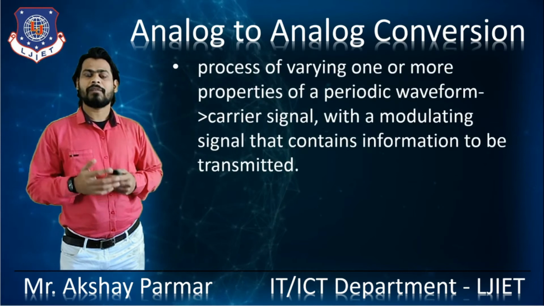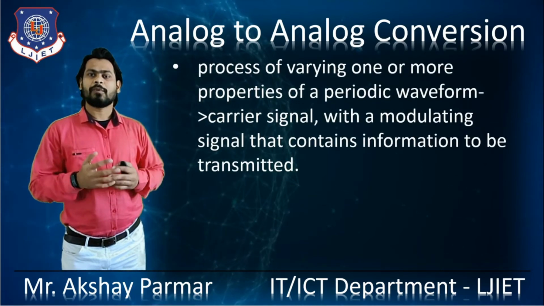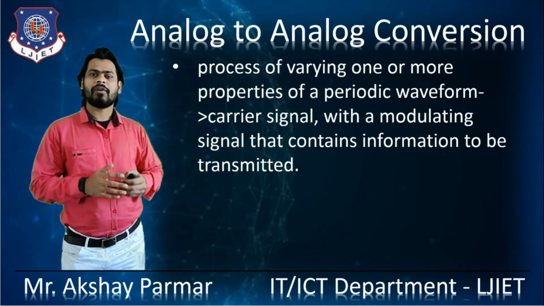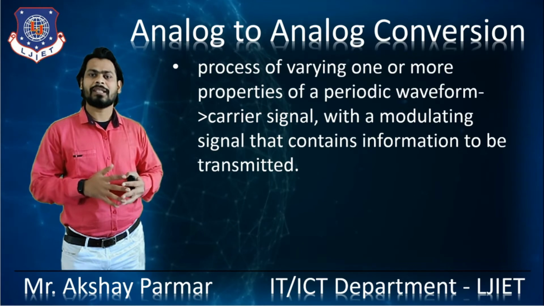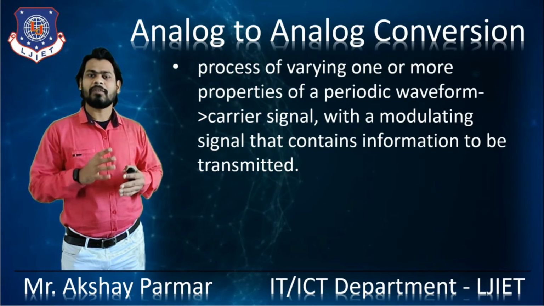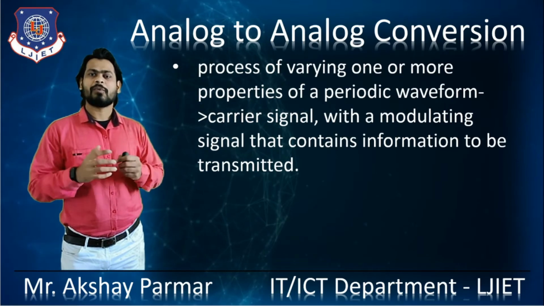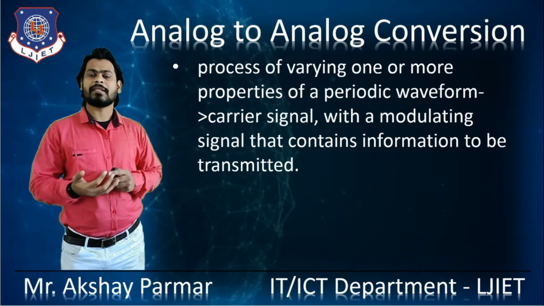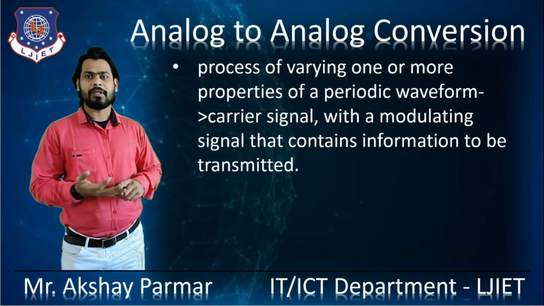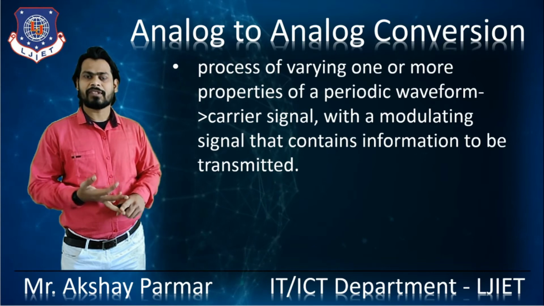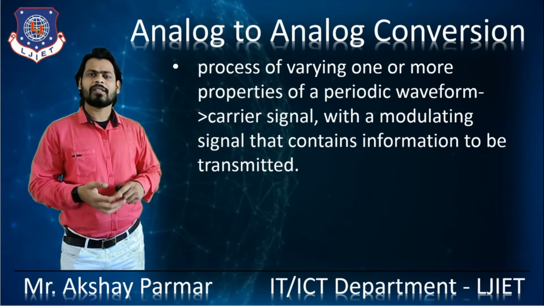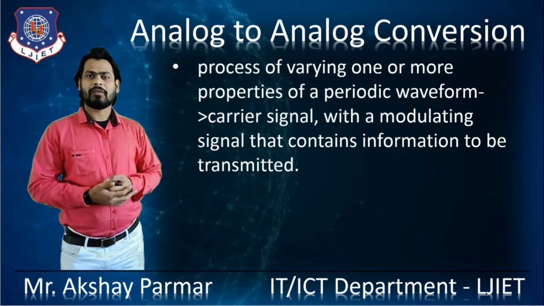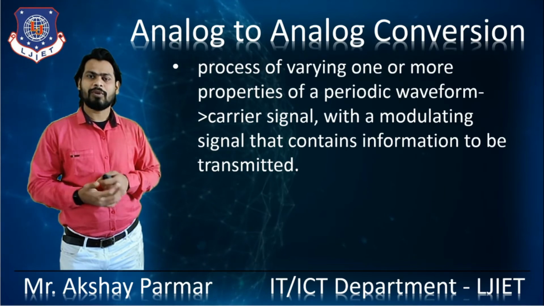So what is analog to analog conversion? The process of varying one or more properties of the periodic waveform, or the carrier signal, with a modulating signal that contains information to be transmitted, right? So the process of varying one or more properties of the periodic waveform, such as amplitude, frequency, or phase, or changing two of them, is called analog to analog conversion. That is called the modulation technique.